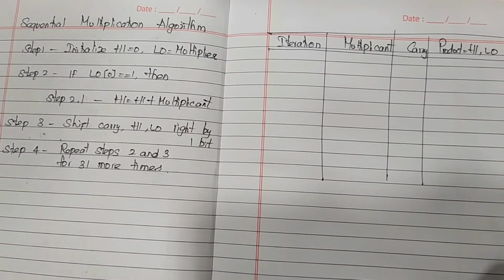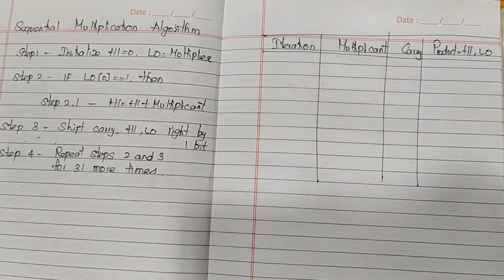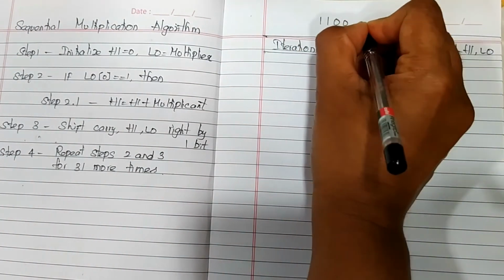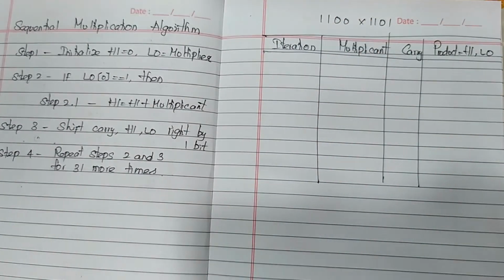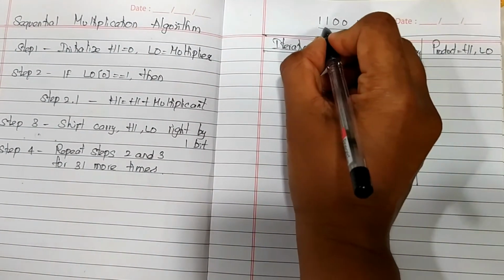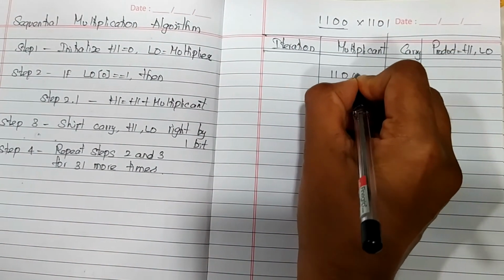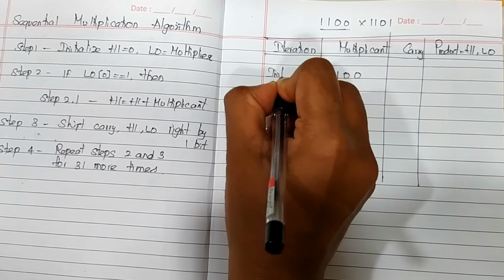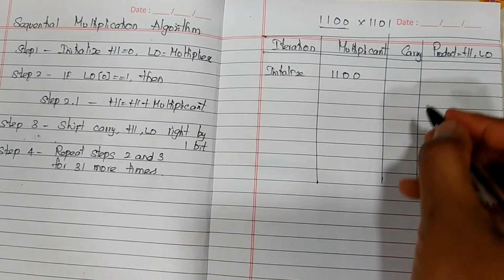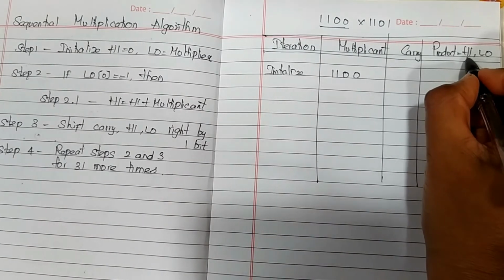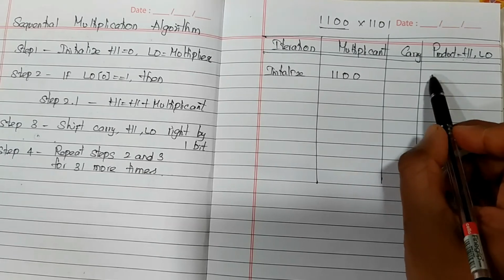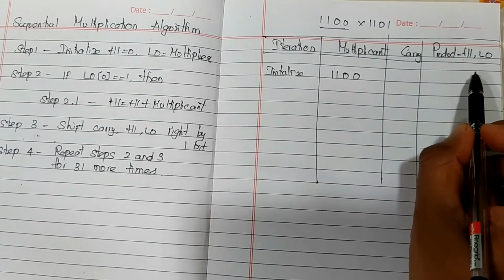So let's see the algorithm with one example. Let's assume that you are going to multiply 1100 with 1101. So here this is your multiplier. Sorry, this is the multiplicand, 1100 is the multiplicand. I'm initializing. And carry, I don't have any carry now, so let it be. And the product, you will be writing the registers high and low in this. So whatever you get in this high and low, that's considered as the product.